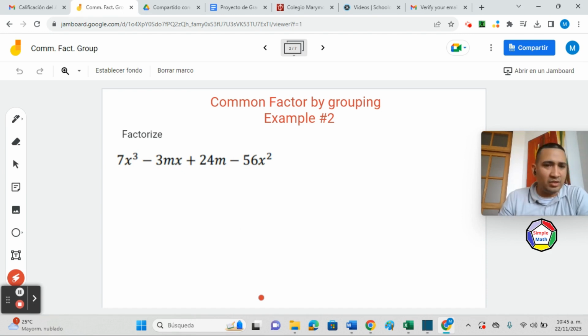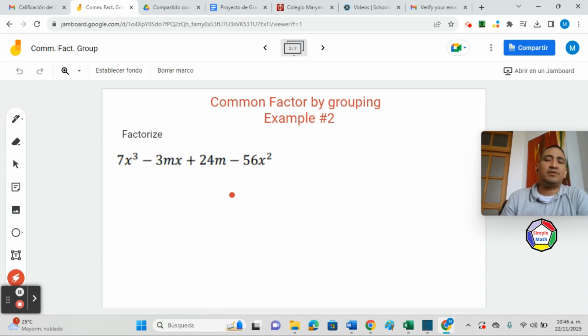If you see, there is not a common factor because here we have 7, 3, 24, and 56. So that means that we can't get a number that we can divide all of them at the same time. Yes, and there is not a common letter in all the terms. Well, actually we have x, but here we don't have x, so we don't have a common factor.